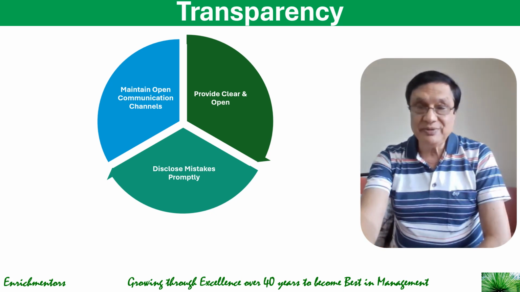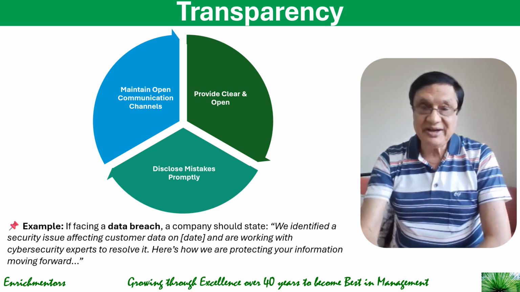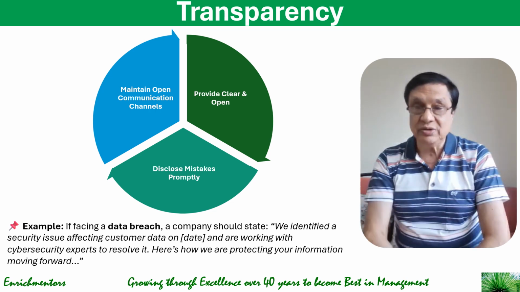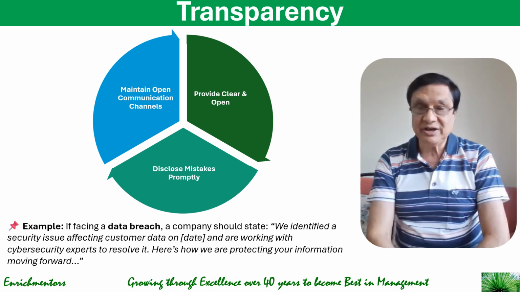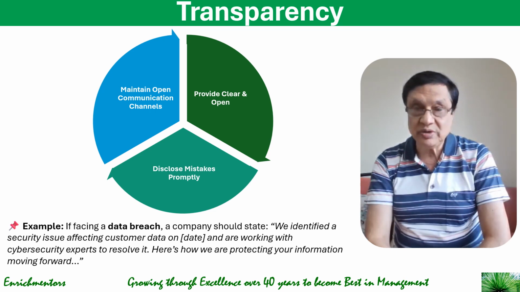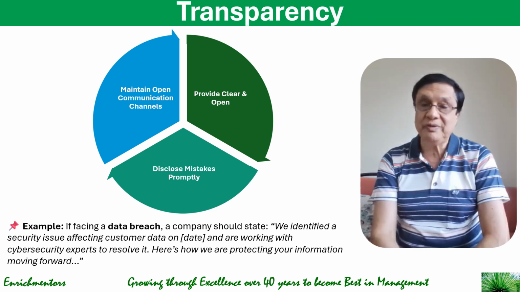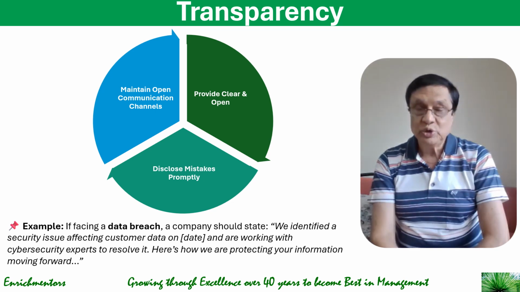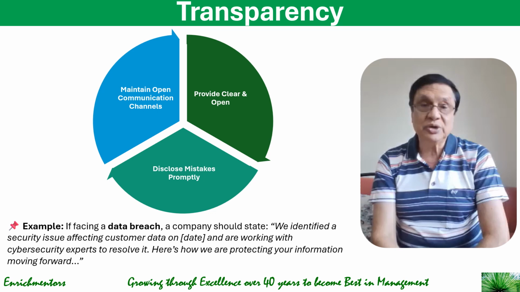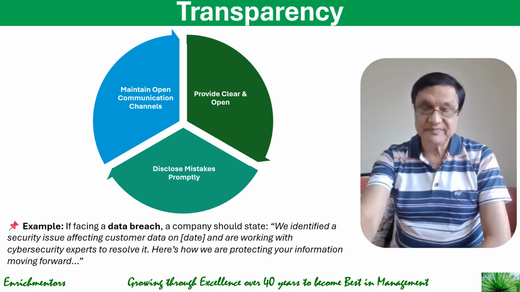If you are facing a data breach, what should your company state? You should state that we identified a security issue affecting customer data as of this date and are working with the cybersecurity experts to resolve it. And here is how we are protecting your information moving forward. And then you should provide the details of what you are doing to protect the employees' or stakeholders' information from going to third parties. So that's what transparency means.